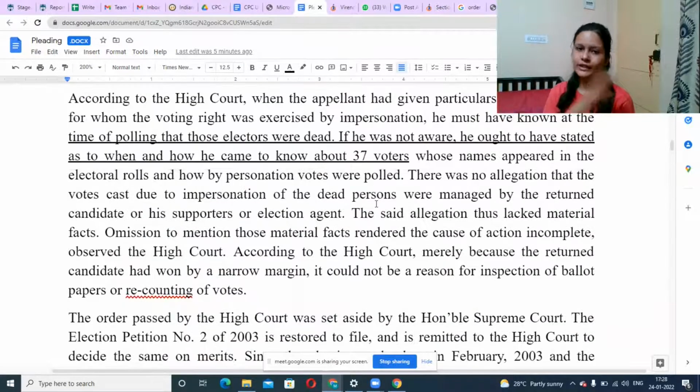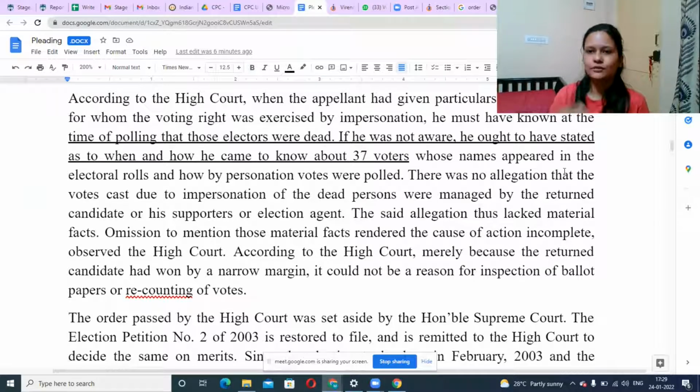Okay, so what is a material fact and what is not a material fact has to be seen properly by the court also. Simply because some minute details were not provided, it does not mean that material facts were not mentioned. In this case, it in fact was mentioned by the petitioner. That's why Supreme Court said that High Court needs to take up this matter one more time and provide a proper decision here.